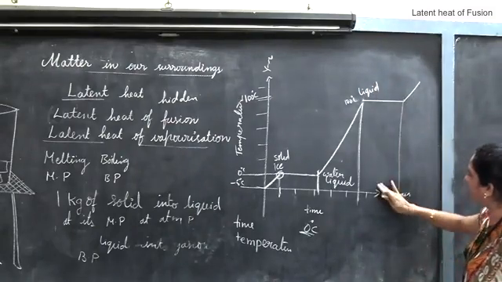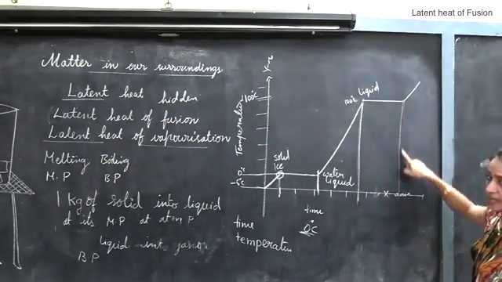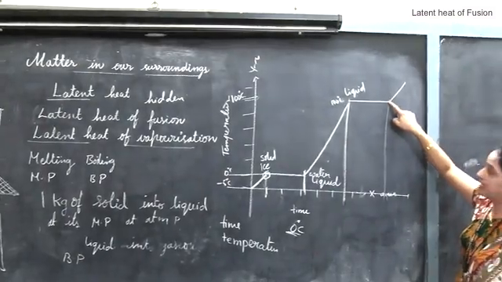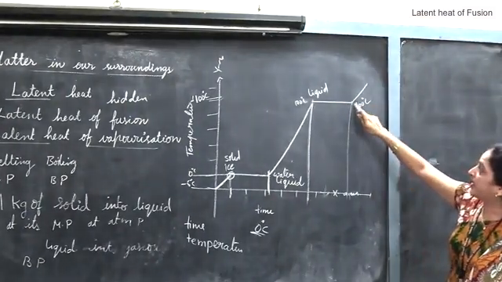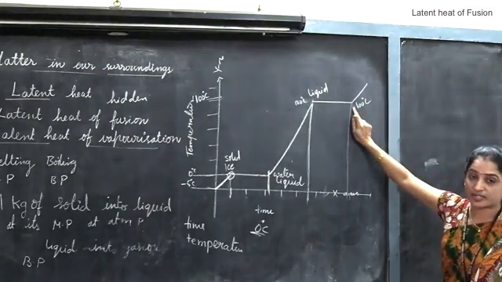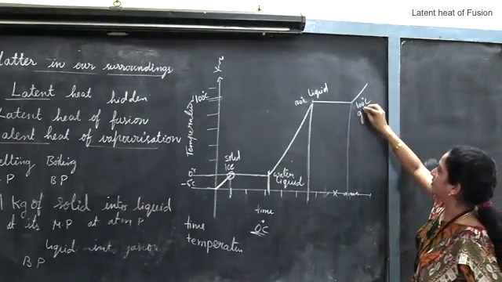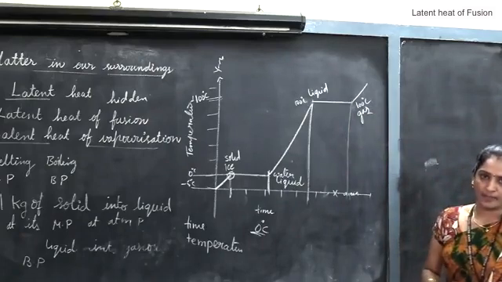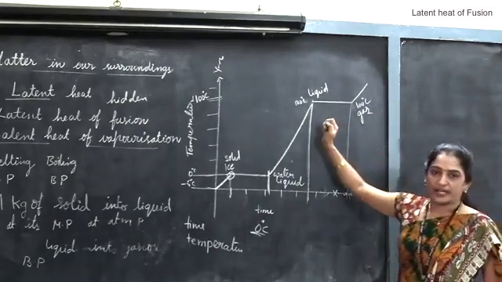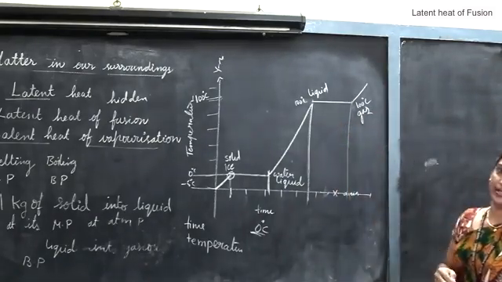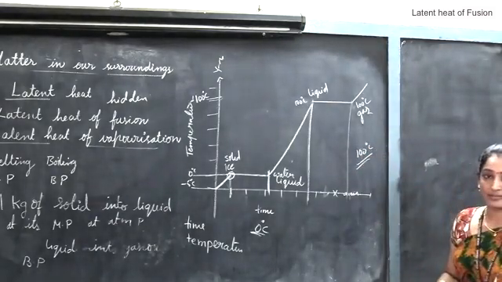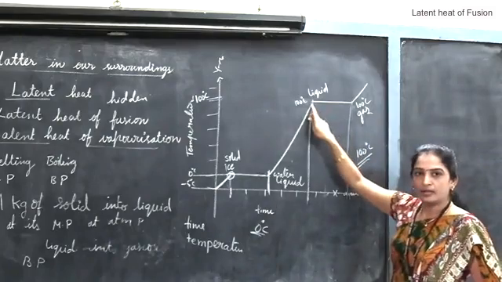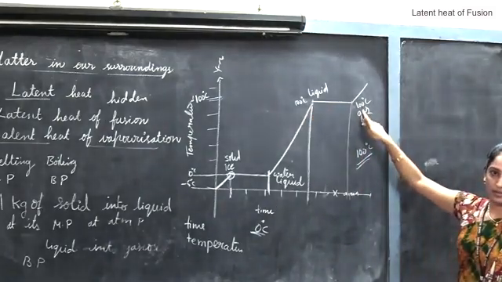So at this point of time, what is the temperature here? Here also 100 degrees centigrade. But what is the state of the substance here? Gas. So what is the state of water at 100 degrees centigrade? It may be liquid or gas.